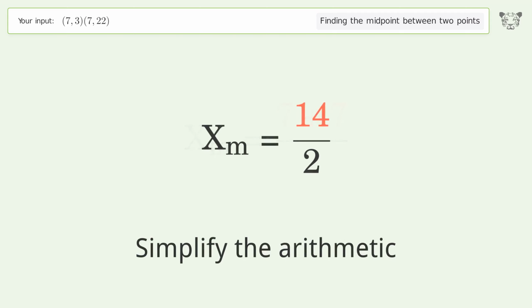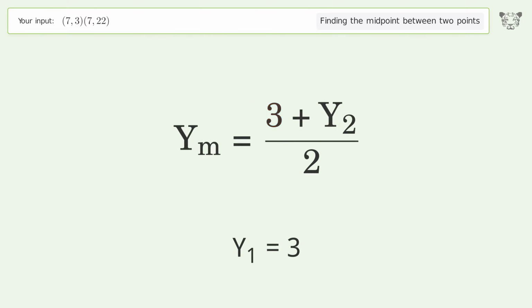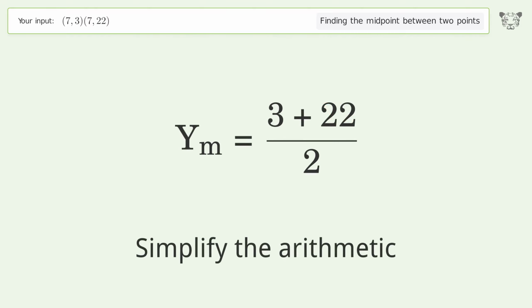Use the y values in the midpoint formula to find the midpoints y. y1 equals 3. y2 equals 22. Simplify the arithmetic.